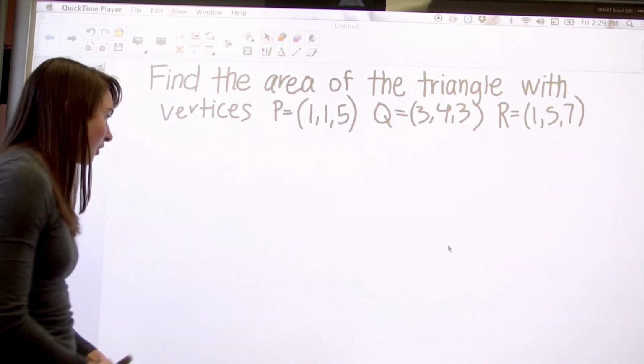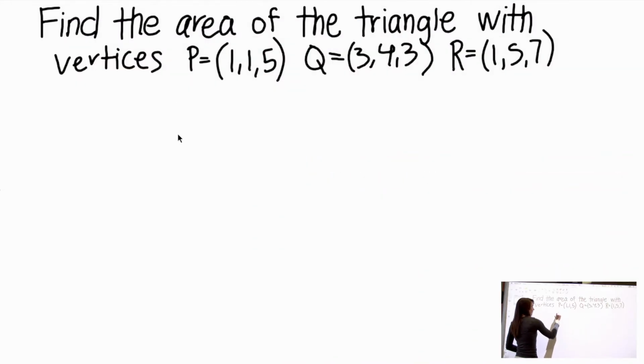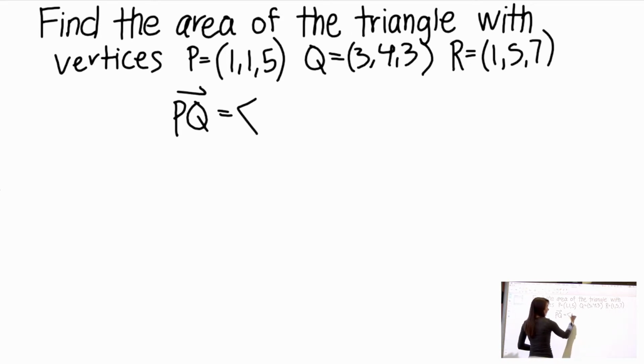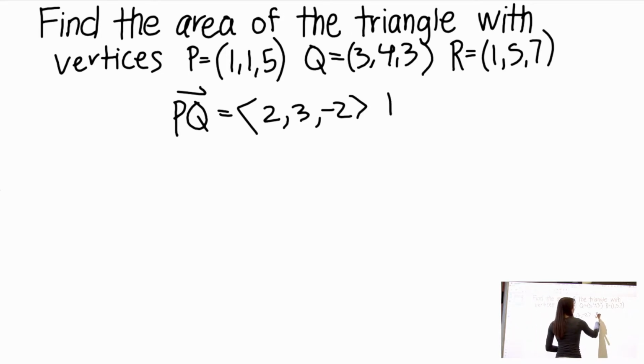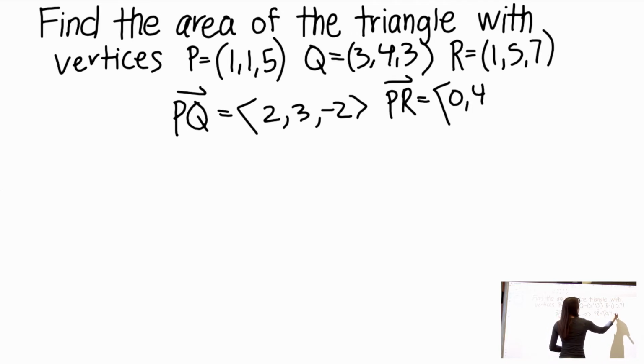So we're going to start with the vector PQ. And we find this by subtracting the components. So 3 minus 1 is 2, 4 minus 1 is 3, and 3 minus 5 is negative 2. We do the same thing to find PR, and we get 0, 4, 2.